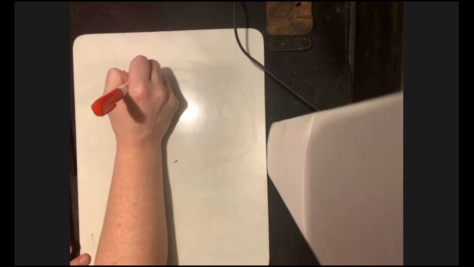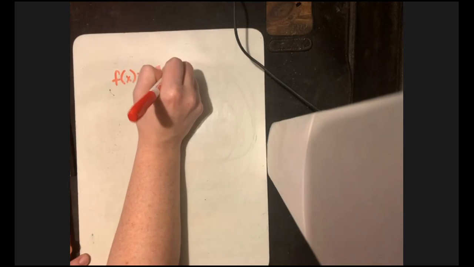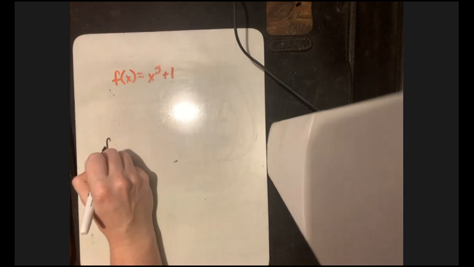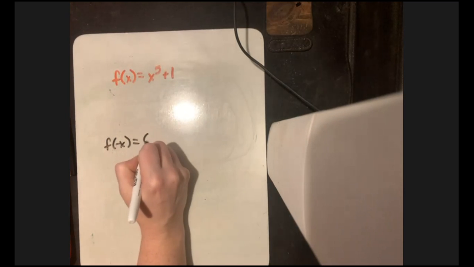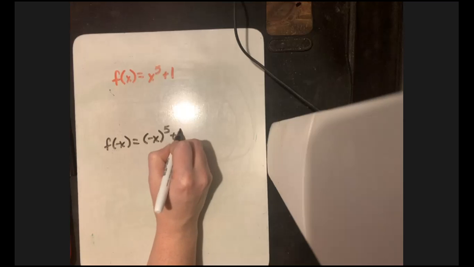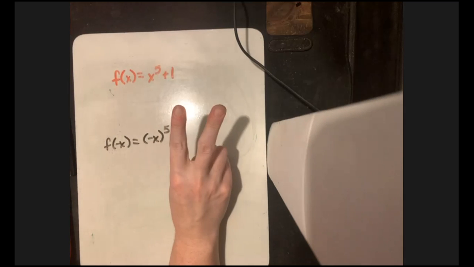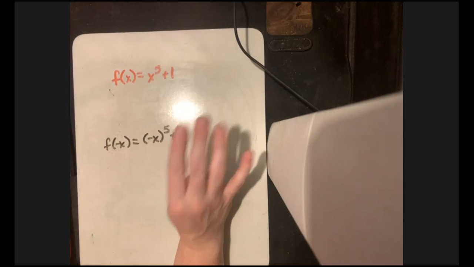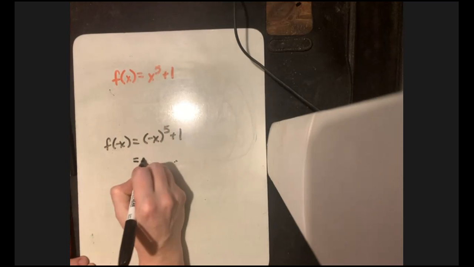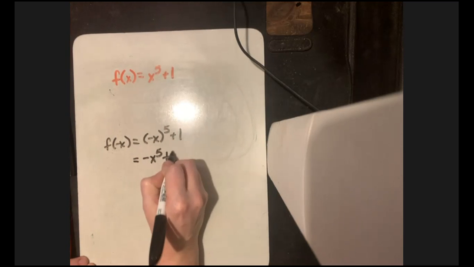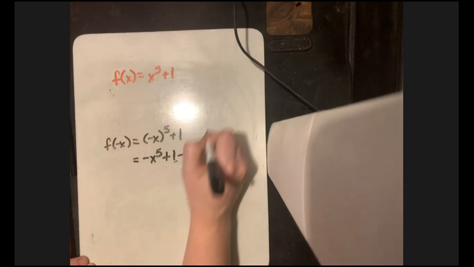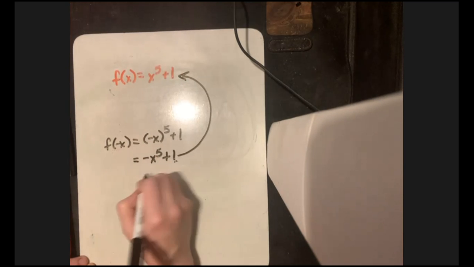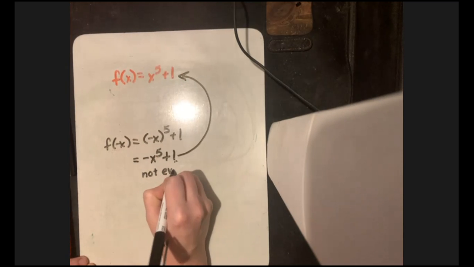So x to the 5th plus 1. Okay, so here's my function. So first thing we're going to do is f of negative x. So it's going to be negative x to the 5th plus 1. So negative times negative is positive, times negative is negative, times negative is positive, times negative is negative. So this is going to go to negative x to the 5th plus 1, because there wasn't anything there. Again, I'm looking. Nope, it doesn't match because that first term is negative and it's not. So we are not even.